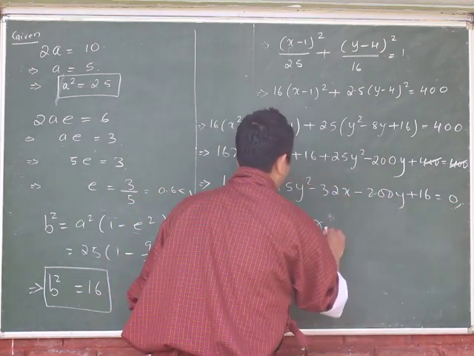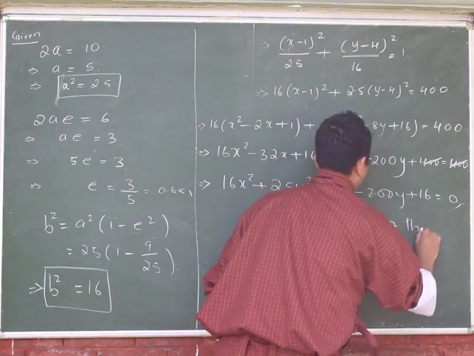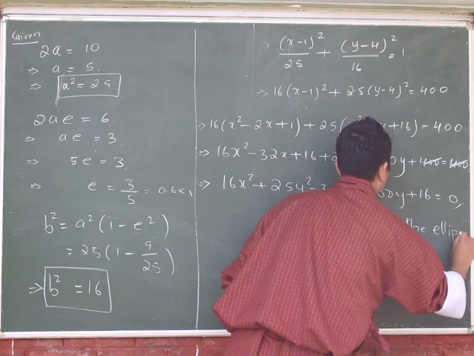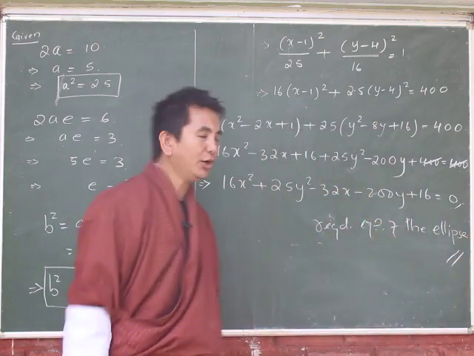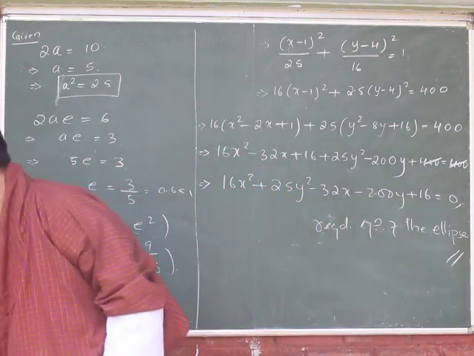So therefore, this is the required equation of the ellipse. Thank you. In the next question, I will do question number 6 to find the equation of the ellipse.